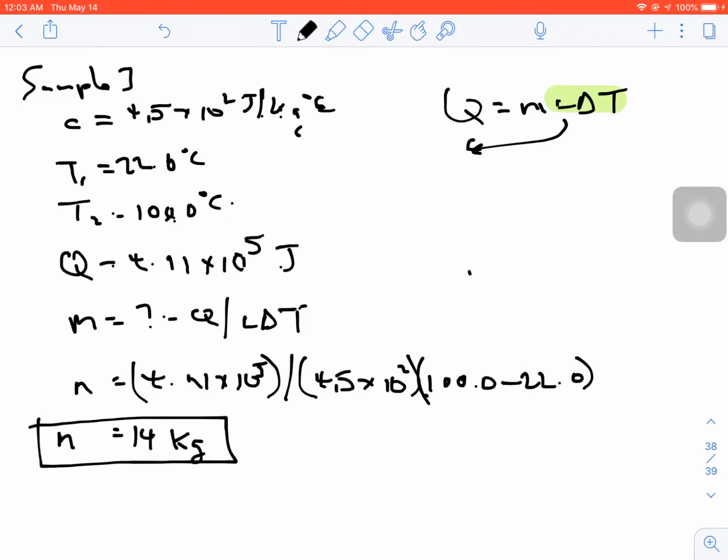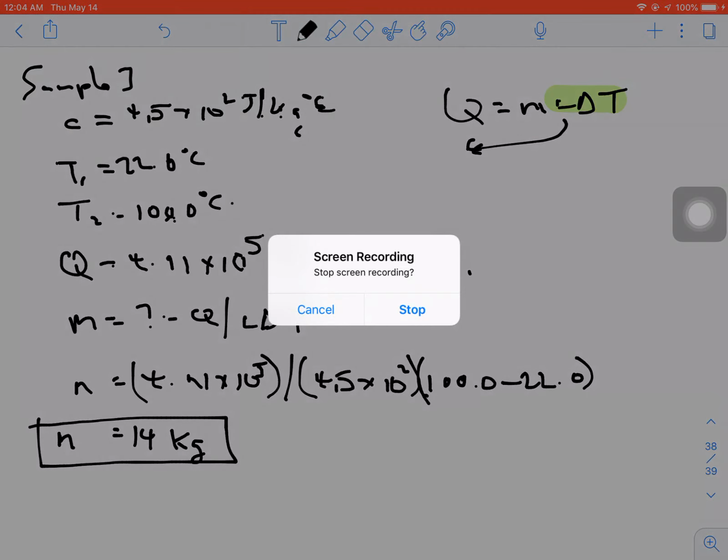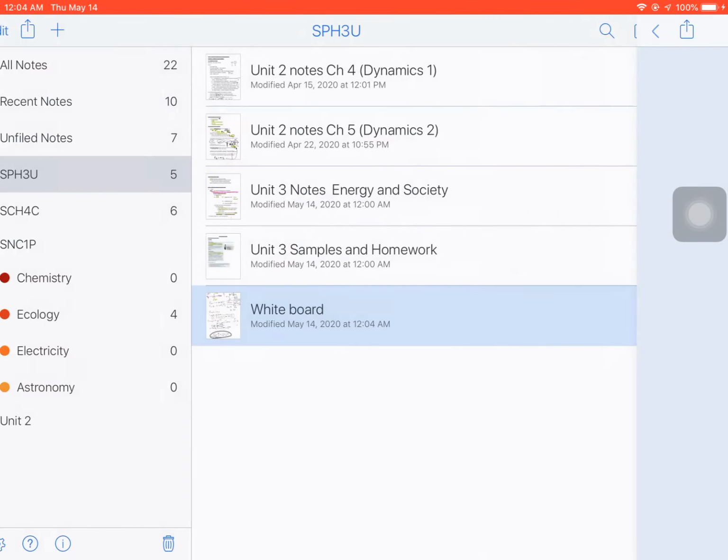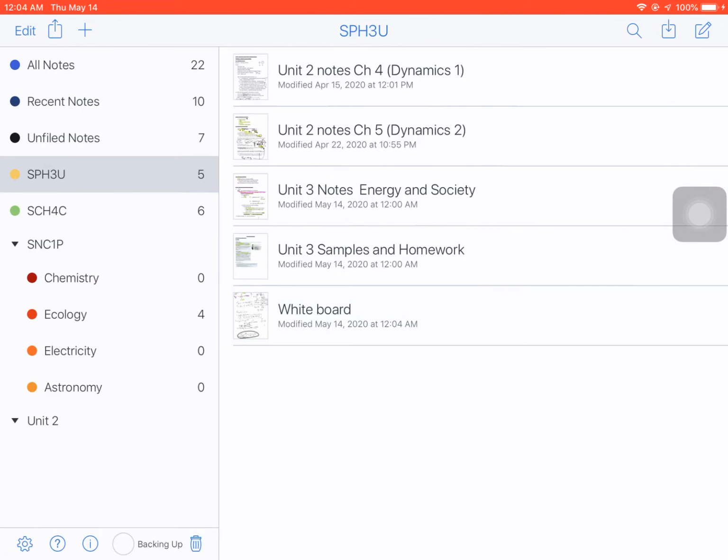Okay, so the C value has to be given. If it's not given in the question, you'll have to look it up. It will be given to you in that table. It's in the textbook, or the one that's in the note that I just gave you. The textbook actually has all of this work in section 8.4.